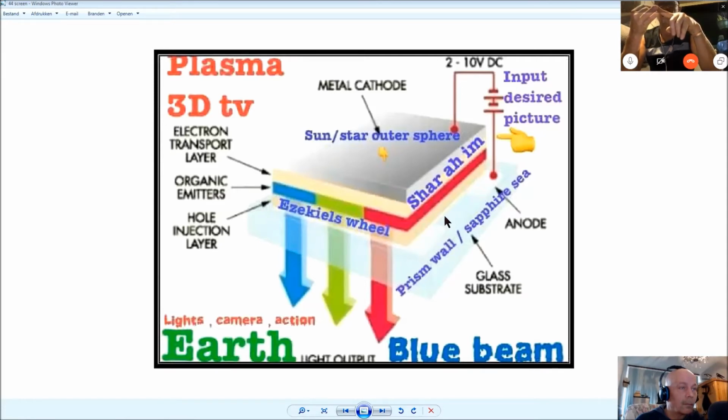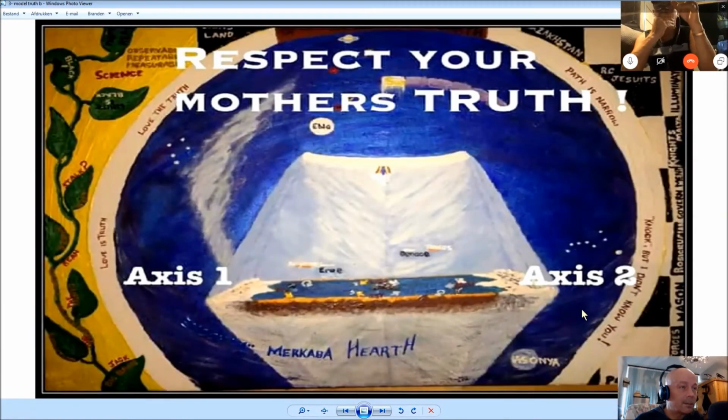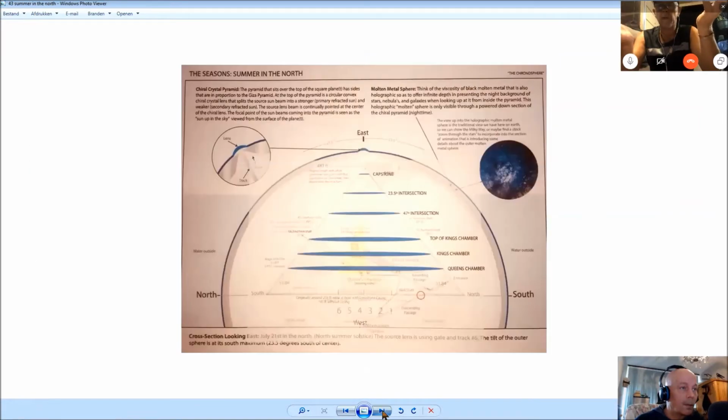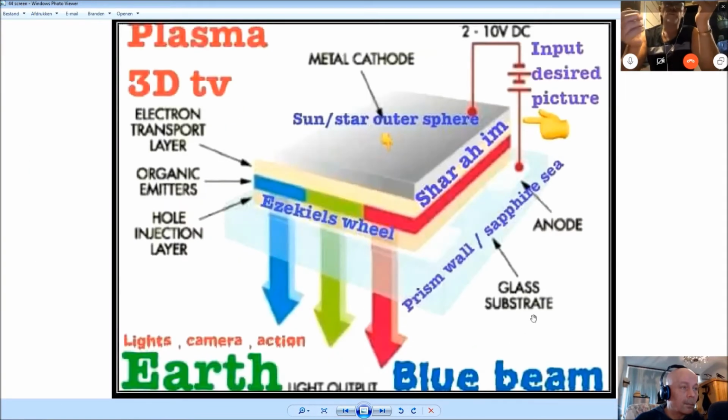That's the Sha'a'im. Then you get to Ezekiel's wheel, which is the planets, the wandering stars all spinning around. And then you come to the prism, which is the sky. So then you can see that basically all we're living in is a plasma electric TV. That's what we're living in. Everything's a counterfeit on Earth. So that was important to get.